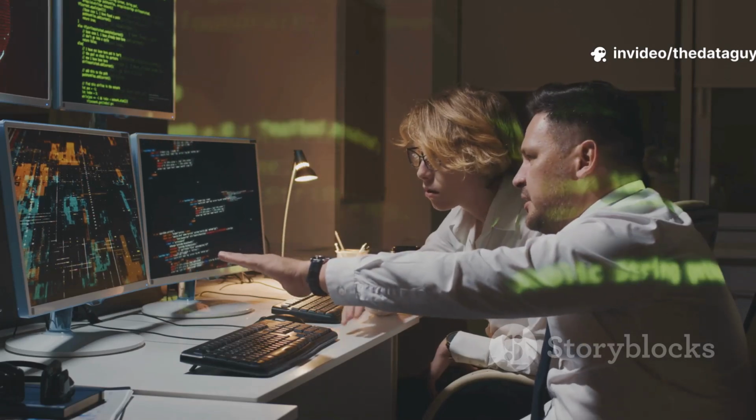Confused between data engineer, data analyst, and data scientist? Don't worry, let's decode the differences in under 60 seconds.